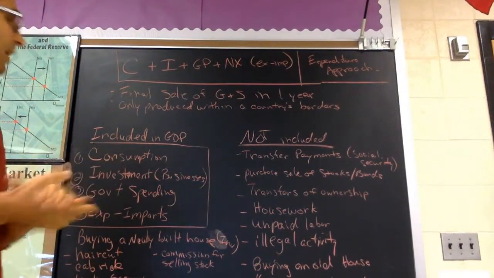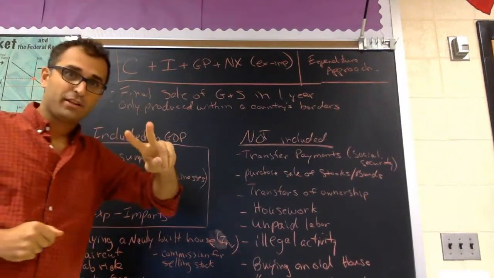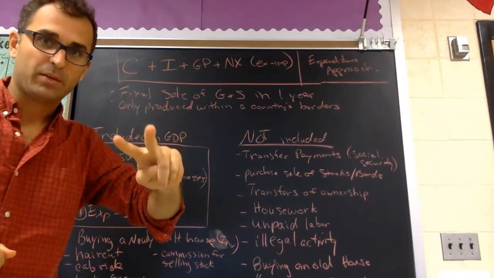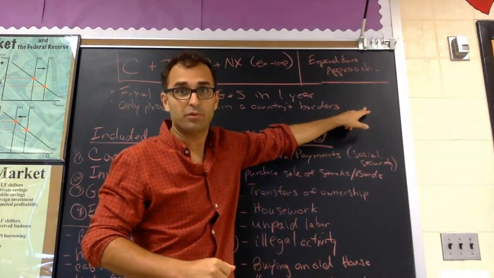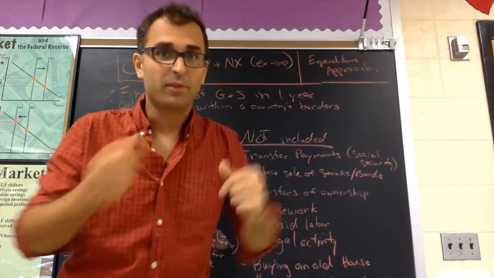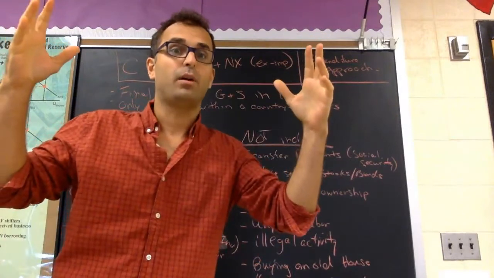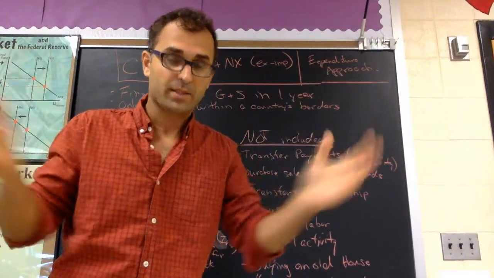So how do we add it up? Well, there's two ways that you have to know. There's three ways really, but there's two big ways. One is called the expenditure approach. The other one is called the income approach. The income approach is easy. You add up everyone's income, and it comes to a big number. That's the GDP. Everyone's income added together.